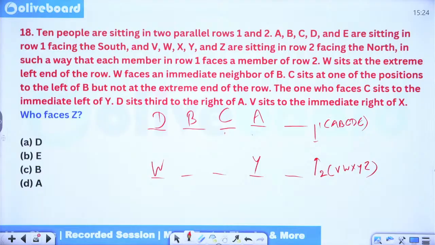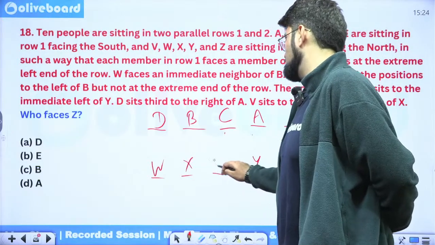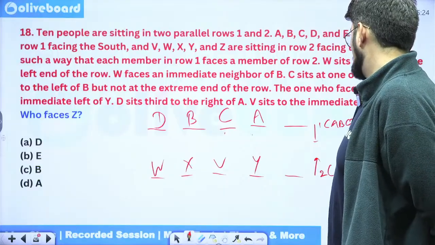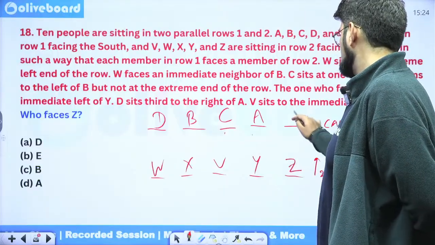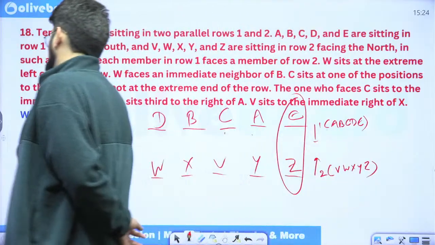Okay. V sits to the immediate right of X. This is only possible when X is sitting here and V is sitting here. Okay. So who's left here? Z. The question is who faces Z? E faces Z. Option B.